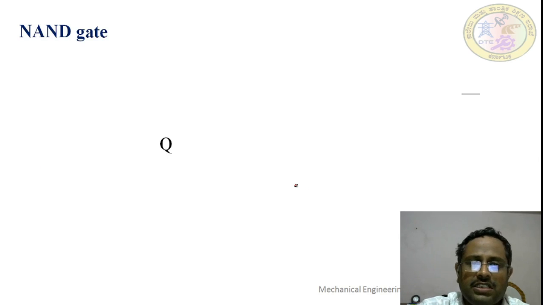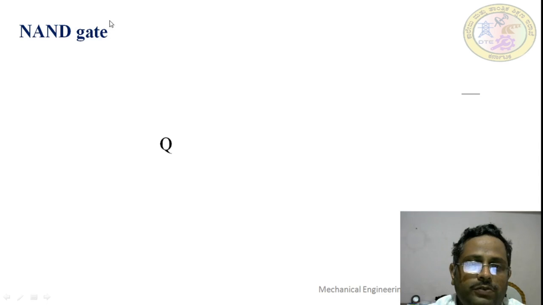Why we call them universal logic gates is that, if you want any basic gate, we can construct it using these NAND and NOR gates. If you want the AND operation, we can get it by using NAND and NOR. If you want OR, if you want NOT, we can perform them using NAND and NOR gates. The NAND gate is equal to the AND gate followed by a NOT gate. The output of the NAND gate is the inversion of the output of the AND gate.